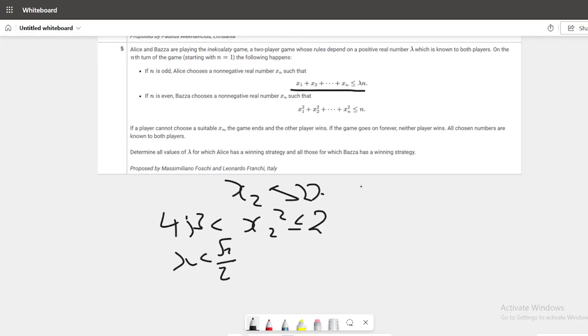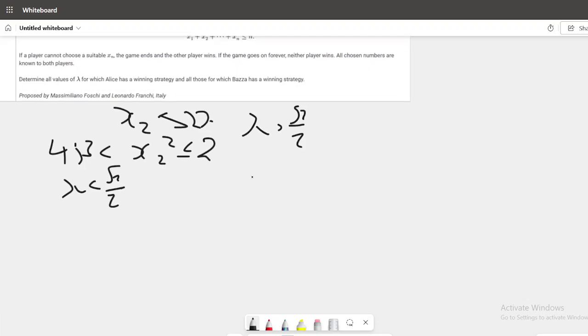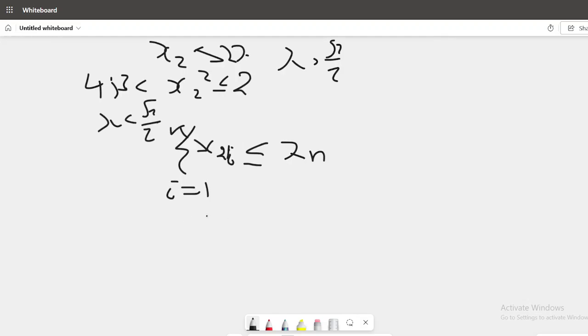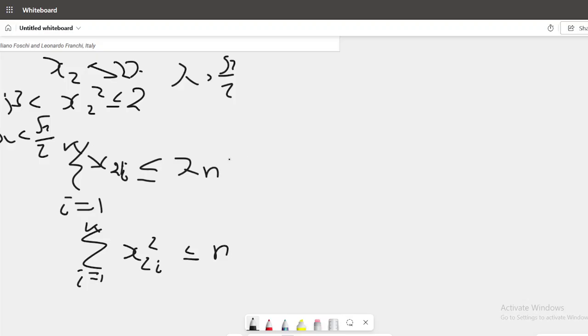So suppose lambda is greater than root 2 over 2. And Alice has been choosing her numbers all along to be 0. So you have something like this. She chooses 0 still, and I'll prove that Bob can never win. So suppose Bob wins on some k.